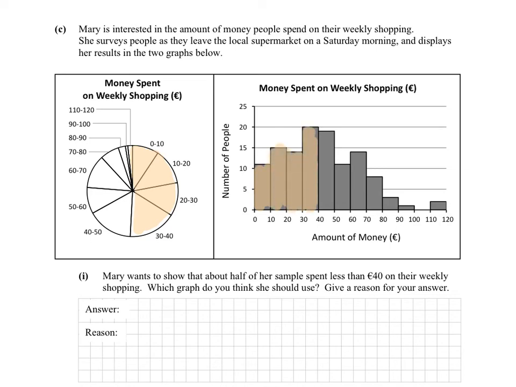up to 40. Now visually, what would be easier to show that about half of the sample spent less than €40? Well, I would argue that it would be the pie chart. And the reason would be that if you take the sectors from 0 up to 40, the angle that they add up to make is approximately 180 degrees, approximately half of the pie chart.